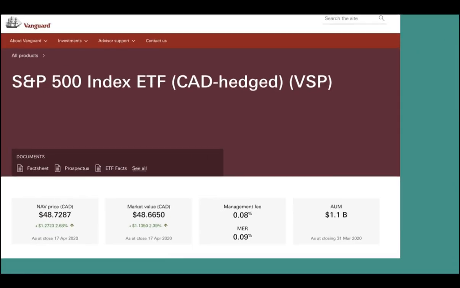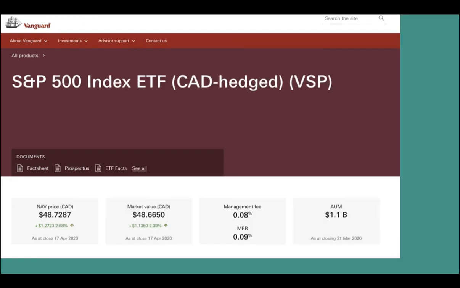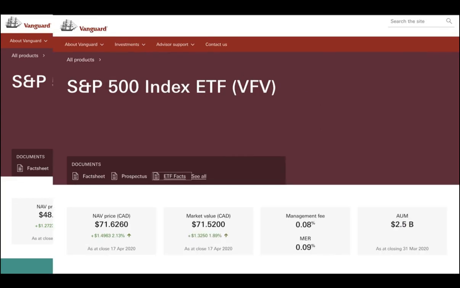So this is VSP here on the Vanguard website, and this is VFV. Now, both of these funds are great funds with such low management fees at 0.08, 0.09%. That's an amazing low cost index fund to have that tracks the S&P 500. So by all means, either of these options is a fantastic choice to own in any sort of retirement account or just any sort of investment account. These are amazing low cost index funds.